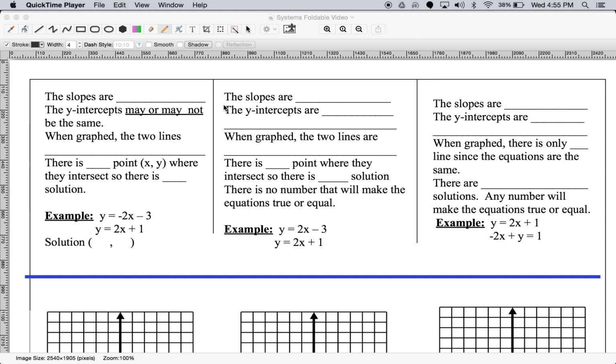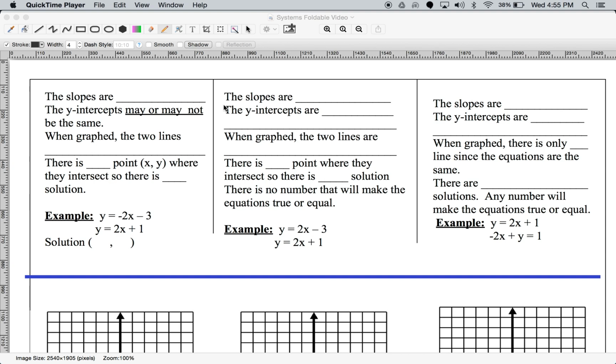So if you don't already, make sure that you have a foldable and you'll need a pair of scissors, at least one pair per table. So pause the video now if you need to get either of those items. And then we're going to go ahead and review what we know about systems already.